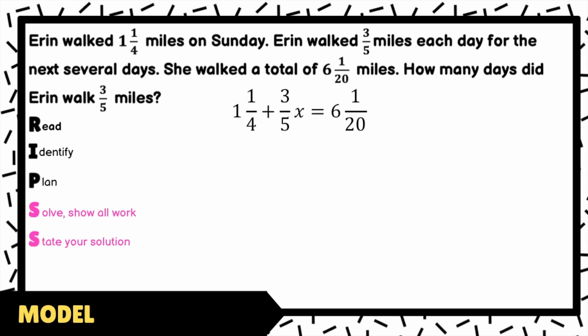Now that we've read, identified important information from the word problem, and created a plan to help us solve it, we can go ahead and solve this. First, we always start by canceling out the constant, so we're going to subtract. And we'll subtract 1 1/4 on both sides of our equation. On the left side of the equation, it cancels out. And now we have a new equation, 3/5 x equals 24/5. And that's when we complete the subtraction, 6 1/20 minus 1 1/4.